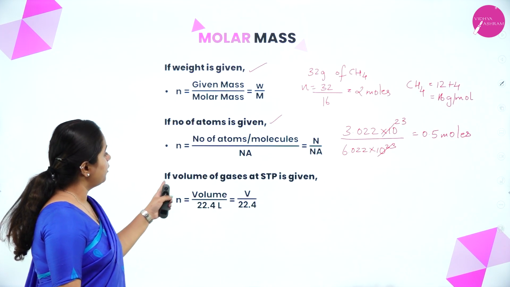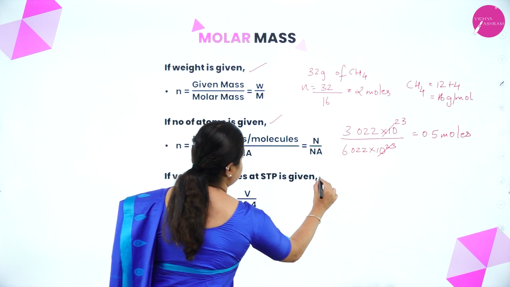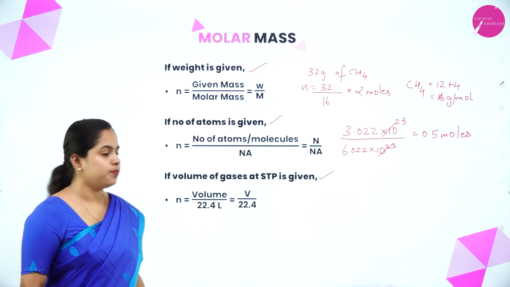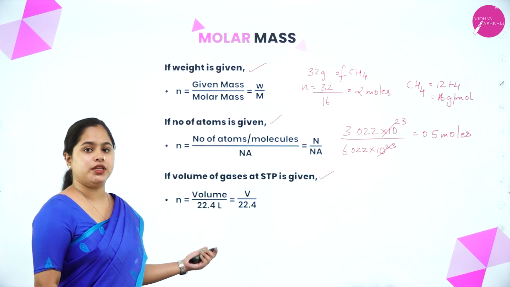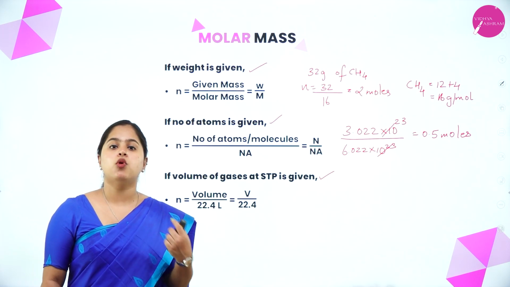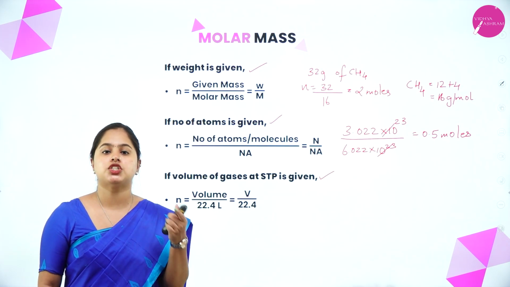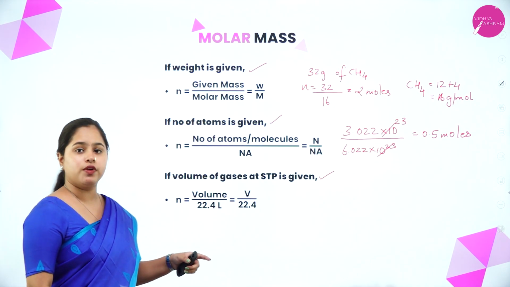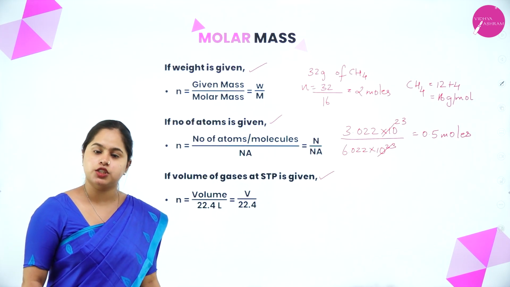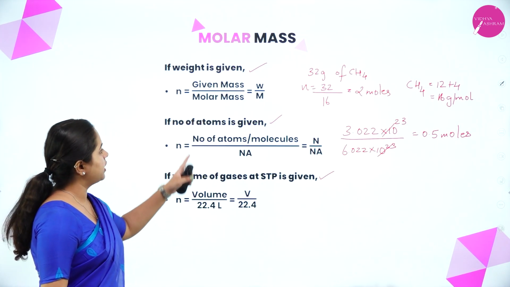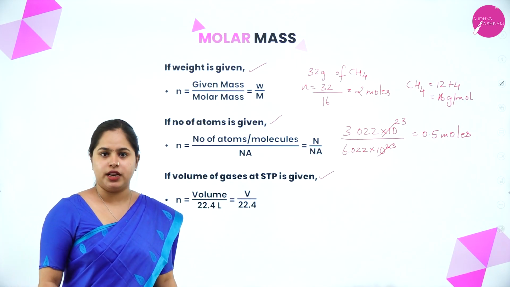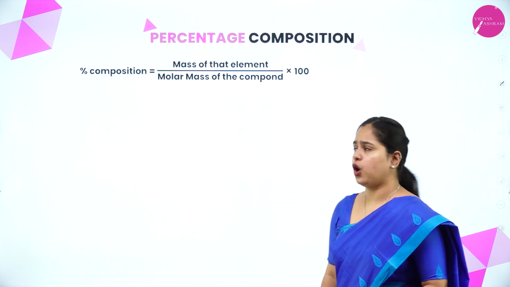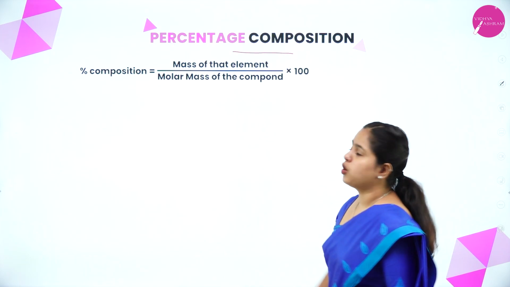Now, if volumes of gases at STP is given, what can you do? The number of moles will be the given volume divided by 22.4 liter. We studied that 1 mole of any substance under standard temperature and pressure conditions contains 22.4 liter, right? So the number of moles will be equal to the volume divided by 22.4. So these are the 3 ways in which you can use it in your numericals. Clear? Now let's move on to our next topic, that is percentage composition.